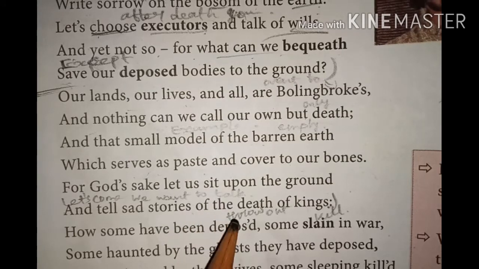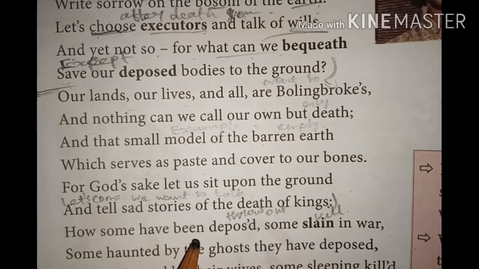This is the next 6 lines. Okay students, I think you understood this one. Okay, we can continue to the next line.